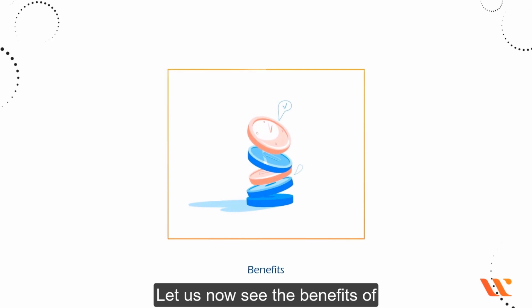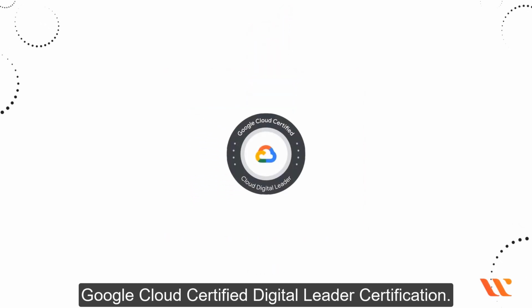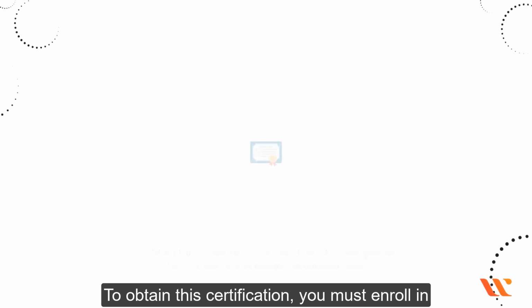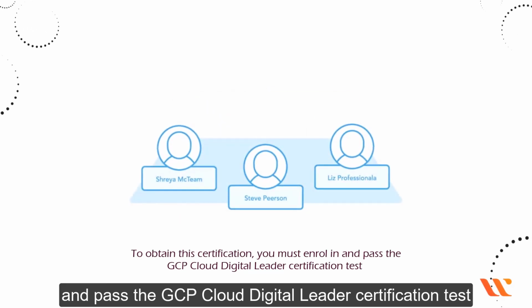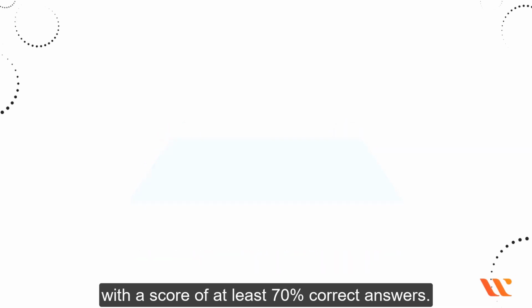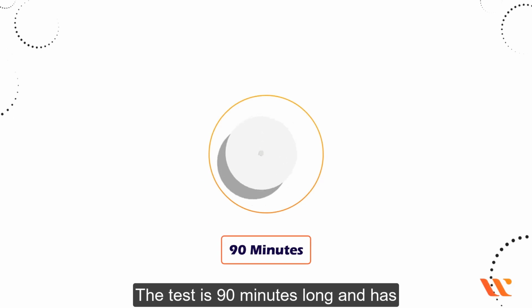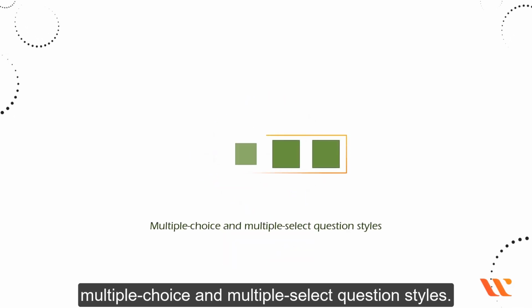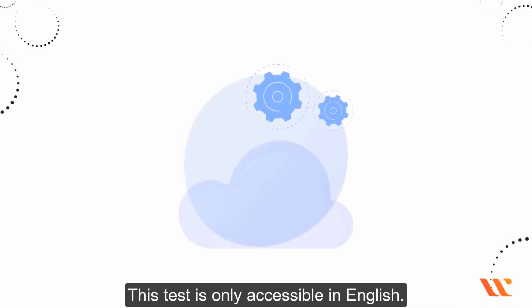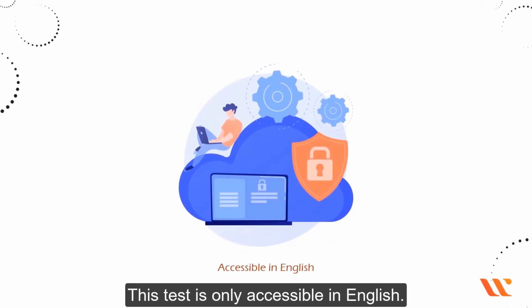Let us now see the benefits of Google Cloud Certified Digital Leader certification. To obtain this certification, you must enroll in and pass the GCP Cloud Digital Leader certification test with a score of at least 70% correct answers. The test is 90 minutes long and has multiple choice and multiple select question styles. This test is only accessible in English.